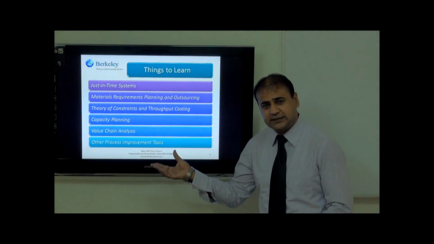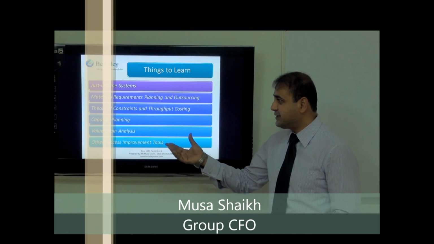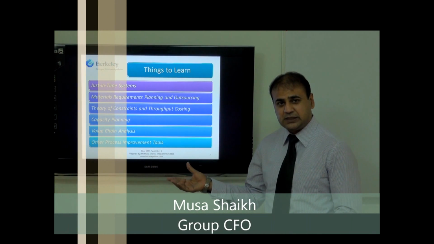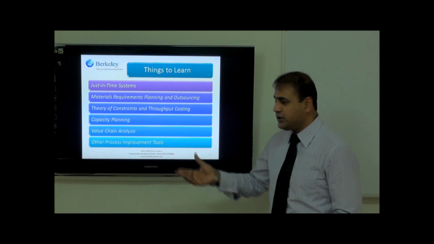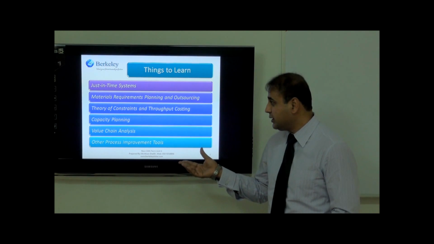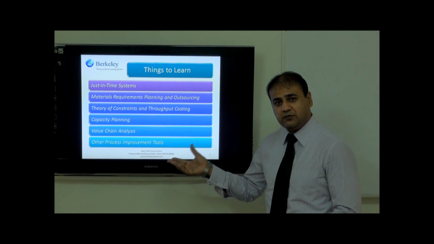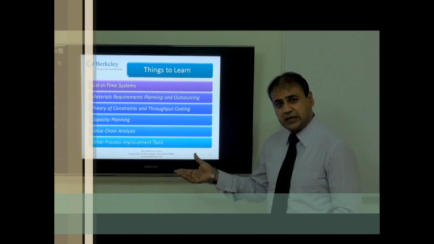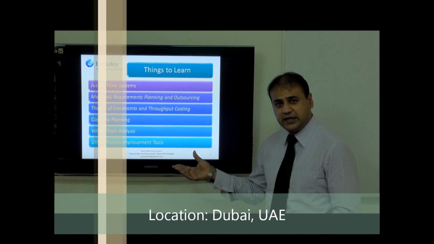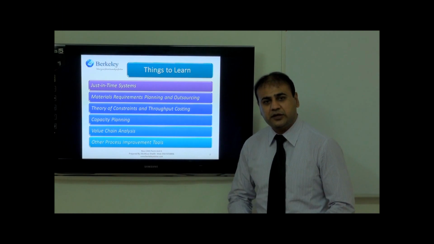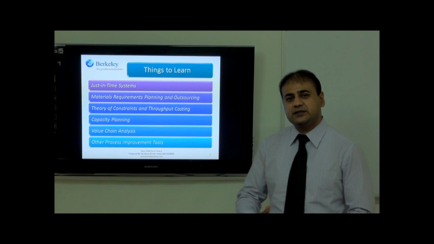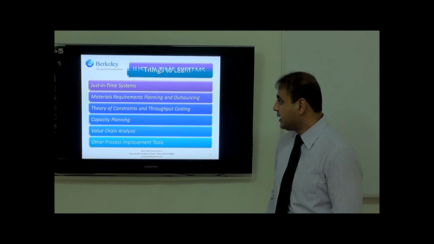Broadly, we are going to discuss in this chapter the just-in-time system, MRPs, that is Material Requisition Systems 1 and 2, and then theory of constraints and throughput costing, along with capacity planning, value analysis, and value chain analysis, that is VCA. Other process improvement tools will remain part of our discussion in today's lecture.